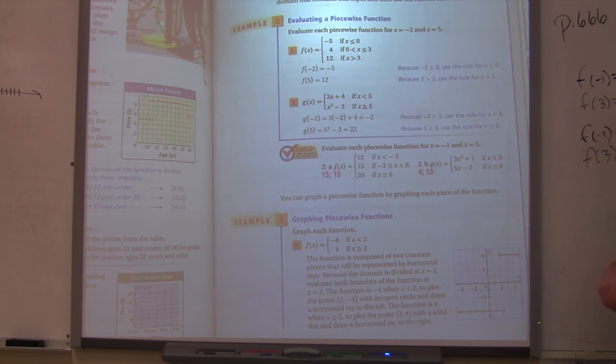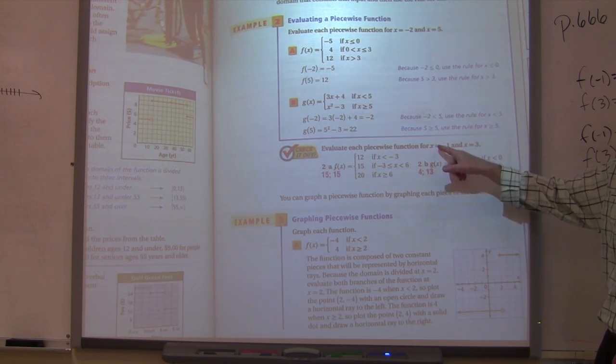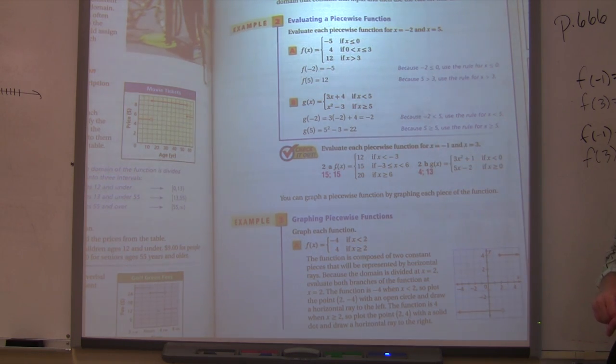Again, here's more where we have rules to plug it into. So -1 is less than 0, so I use this rule. So -1 squared is 1. 3 times 1 is 3, plus 1 is 4. So f of -1 would equal 4.